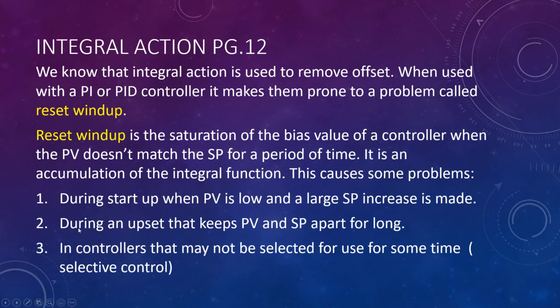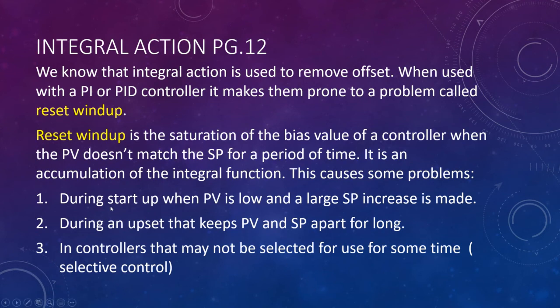Okay, another time you're going to deal with this is during an upset that keeps the PV and set point apart for a long period of time. And you'll see what happens with that in individual slides here. Okay, and the third scenario we have to worry about is controllers that may not be selected for use for some time. An example would be selective control, which we haven't covered. But selective control basically has two measuring devices. Usually it's in place for, let's call it a redundant application, where one transmitter is working normally, but if it fails, the selective control scheme will automatically switch to the other transmitter. If they're on the same page when that switch happens, no problem. But if they're not, we get a problem, a bump, right? So we talk about how we can fix that.